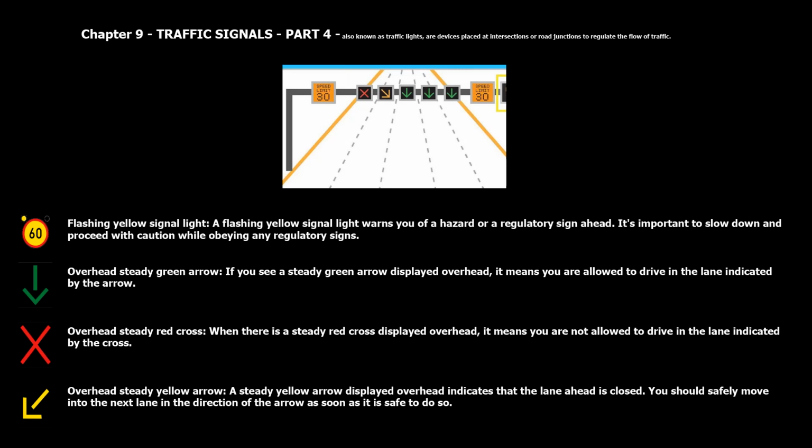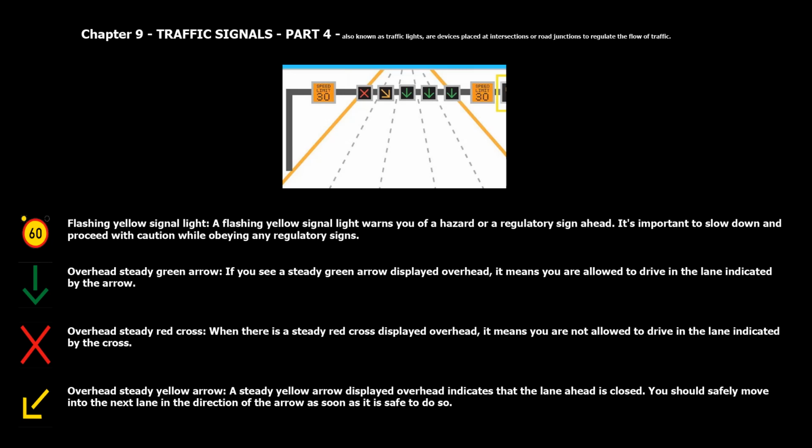What we're looking at in the image is what we call overhead traffic lights. First, the overhead steady green arrow. If you see a steady green arrow displayed overhead, on top of your head while driving, on top of the car, once you look up, just like in the picture, you see the traffic lights are over your head.